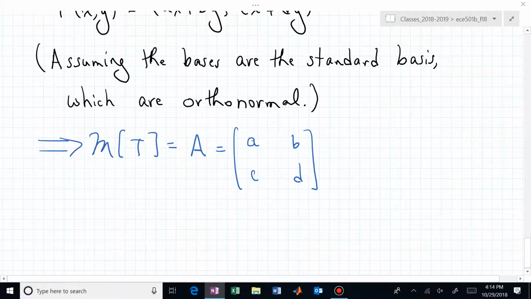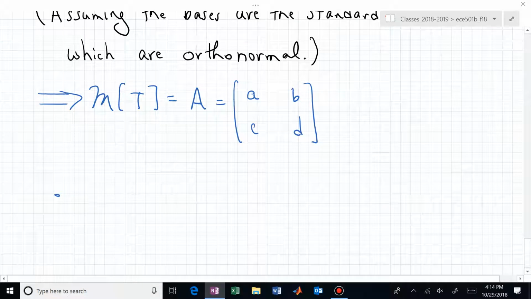Now I'm assuming that I'm working with the standard basis, which is really the basis for the input and the output, and those are orthonormal if it's the standard basis. And once I have an orthonormal map, then I can create the matrix representation of the adjoint of that linear operator. Meaning, what is now the matrix representation of T dagger if I call it B?